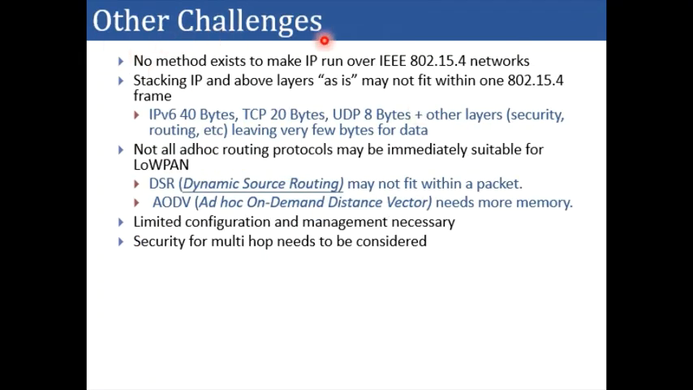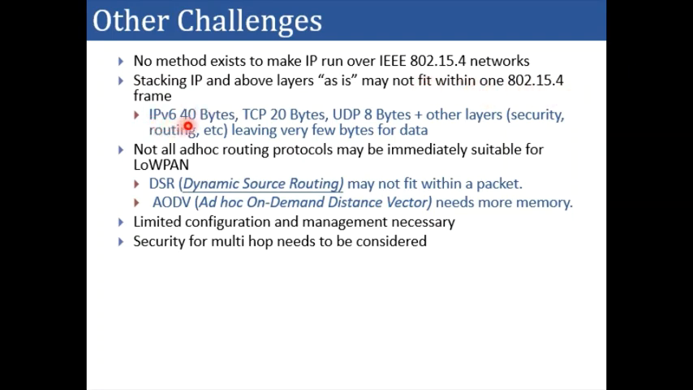What are the other challenges other than what we discussed previously? There is no solution other than 6LoWPAN which can make the IP layer run over IEEE 802.15.4 network. Stacking IP and above layers as is may not fit within one 802.15.4 frame because the 802.15.4 frame has its own limitation. What is the limitation? The limitation is the size of one data packet.